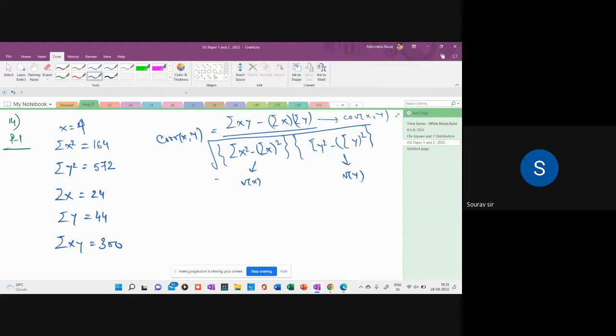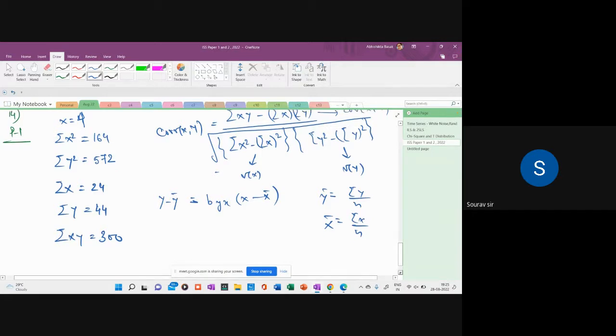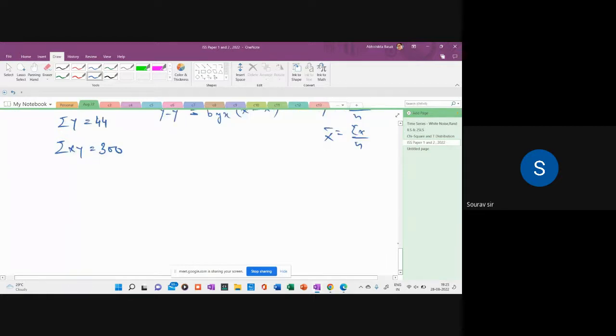What is the equation? The equation is y minus y bar is equal to byx into x minus x bar. We can find y bar, it's pretty easy. Y bar will be summation y by n, x bar will be summation x by n. So what we need to find out, let's make a list of that. X bar, summation x by n, y bar, summation y by n. These are means.